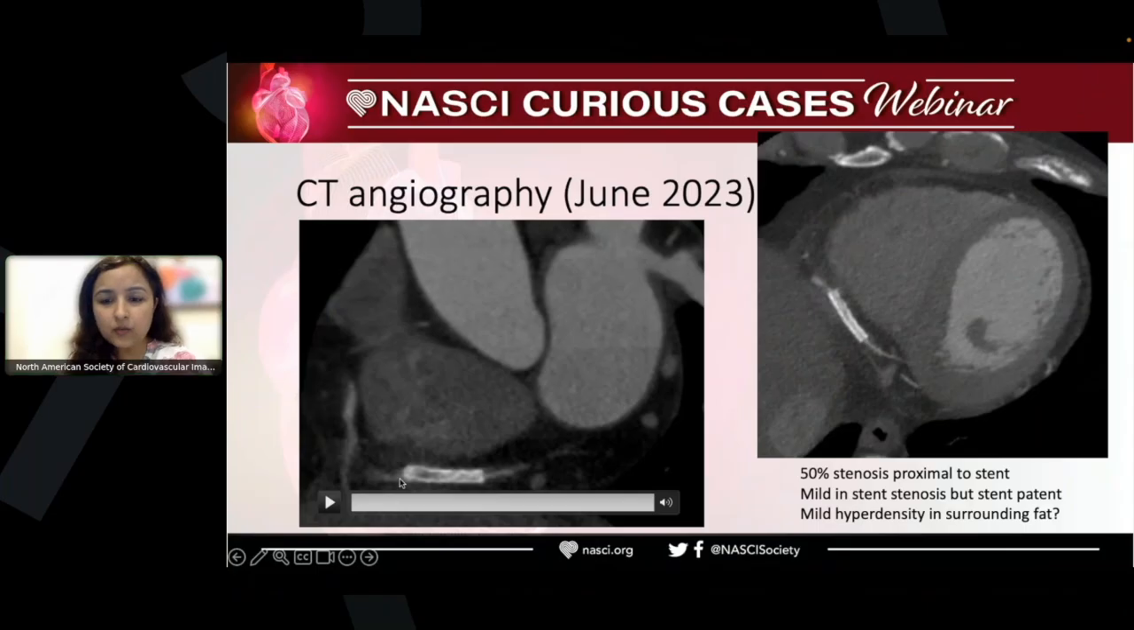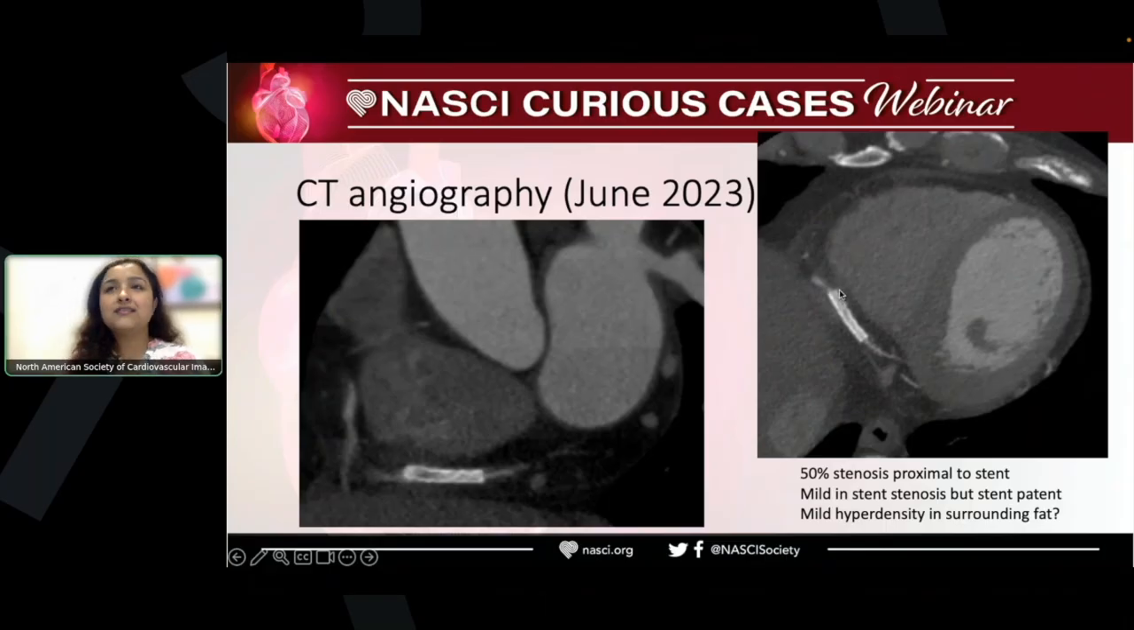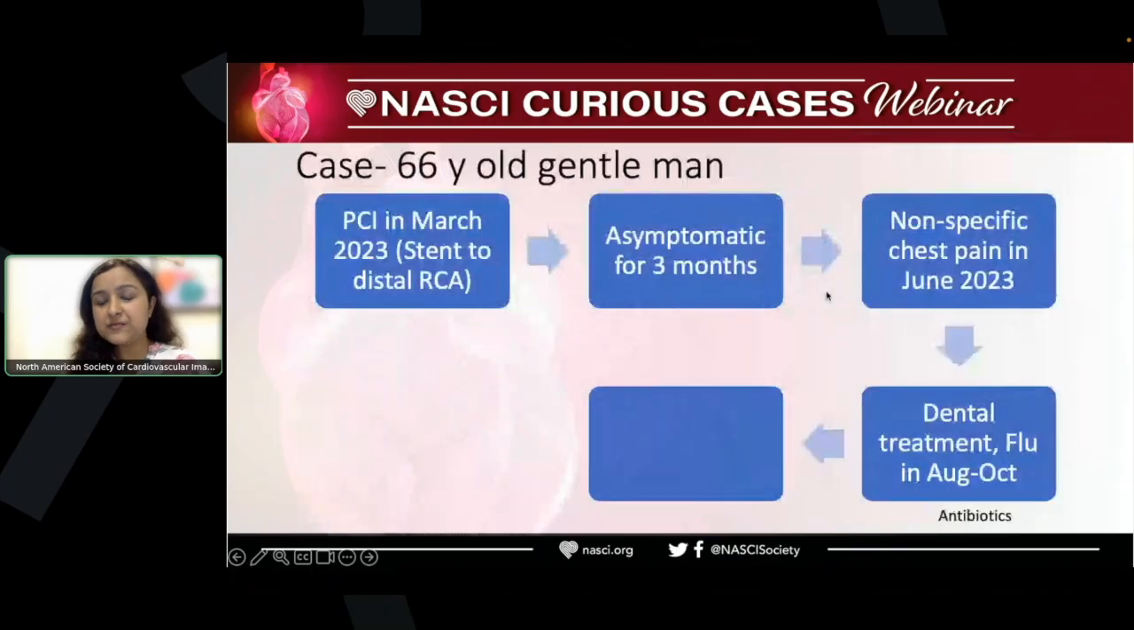Something else that we saw retrospectively, but I'll talk about it now because I'm showing the CT here, is that there was some mild haze in the perivascular fat over here. If you can appreciate, it is not clean like this, there is some mild hyperdensity in the peristent region. Now, this was not considered significant at that point of time. So the comments were made about the less than 50% mild in-stent stenosis and 50% proximal edge stenosis. After that, the patient was given medical management.